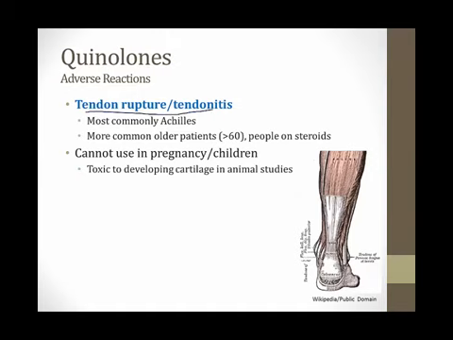Quinolones have been reported to cause tendon rupture or tendinitis. This most commonly occurs in the Achilles tendon, and it's more common among older patients and patients on steroids. The mechanism of this effect is not well understood. In addition, quinolones are not used in pregnant women or in children. That's because animal studies have shown these antibiotics to be toxic to developing cartilage. And an easy way to remember both of these side effects is to just think of quinolones as having potential musculoskeletal side effects in adults, children, and pregnant women.